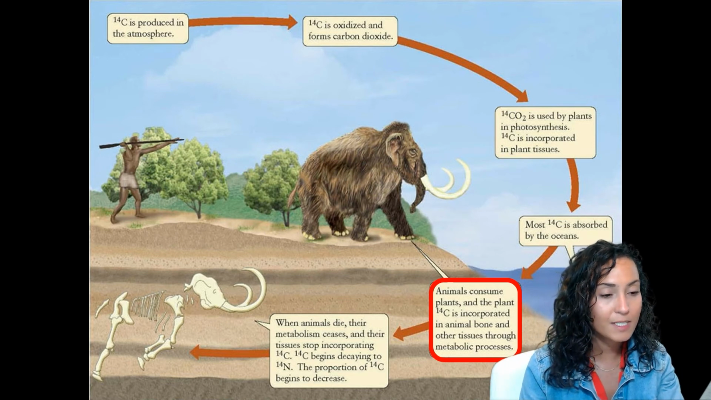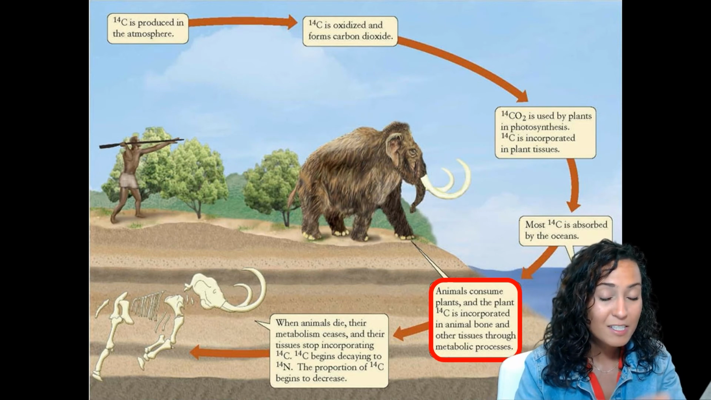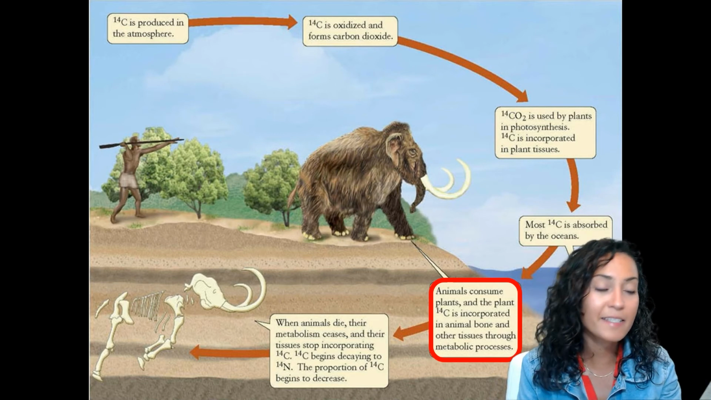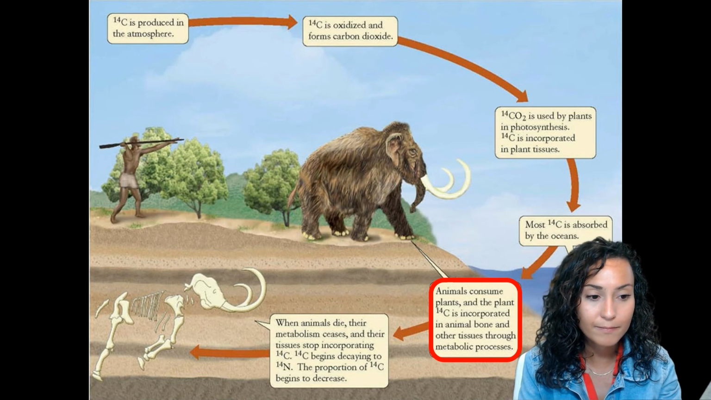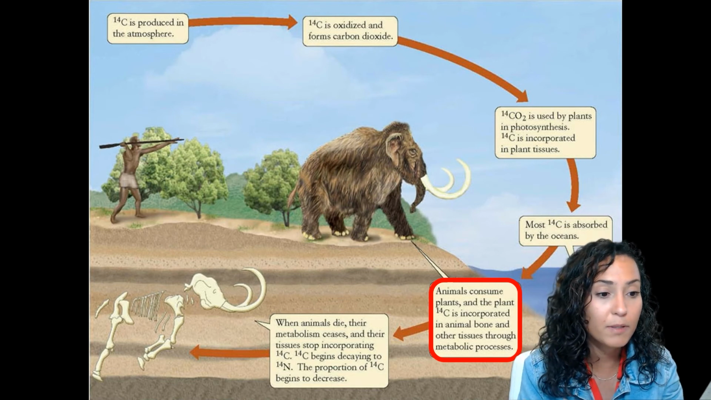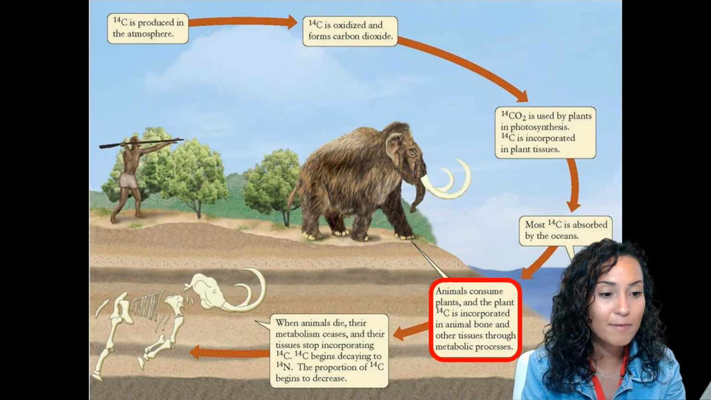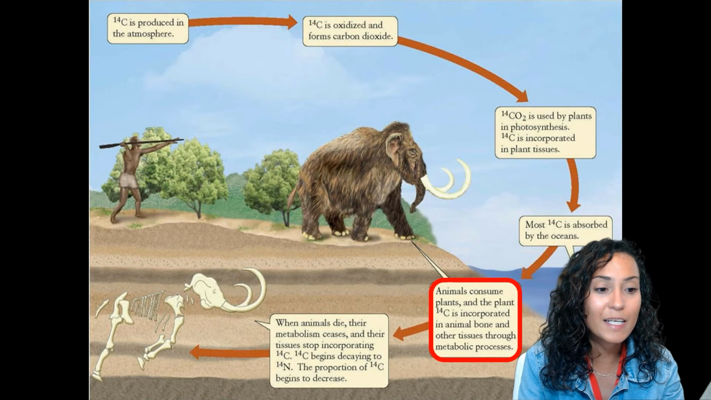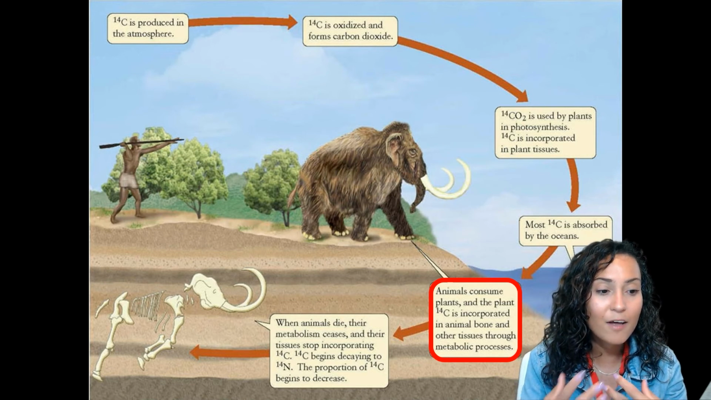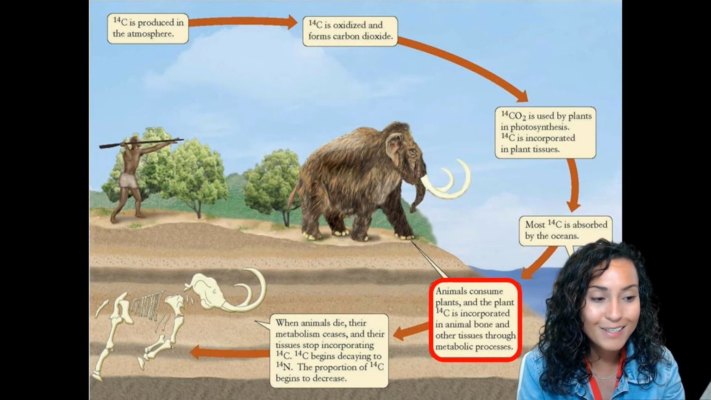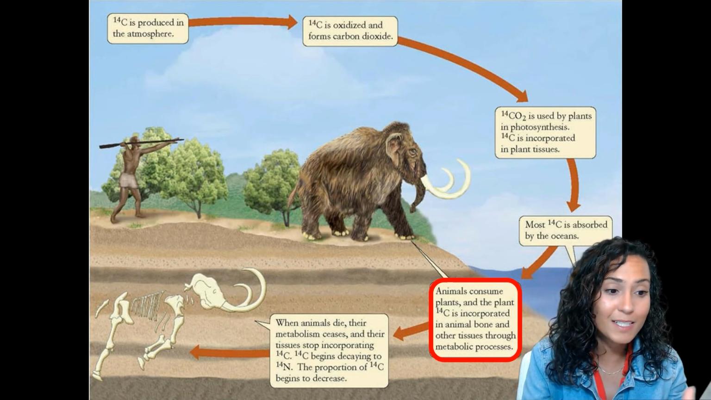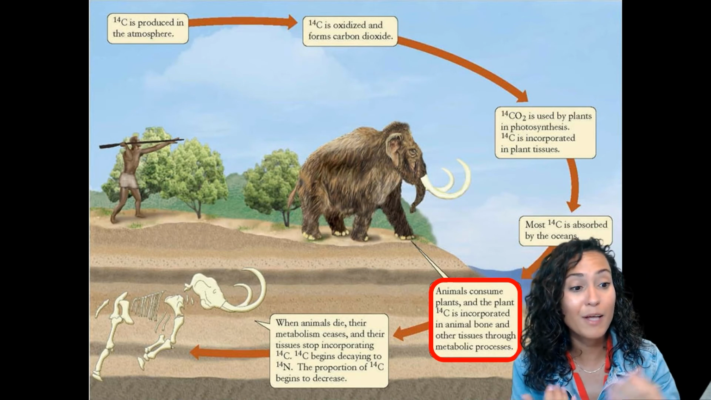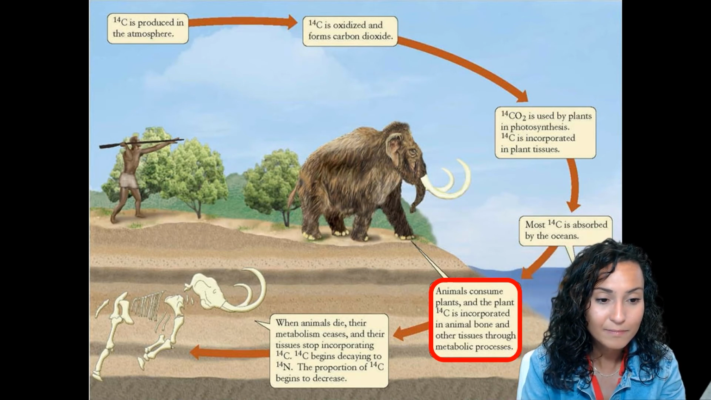Most of carbon-14 is actually absorbed by the oceans, so we always only have a small sample of the amount that actually makes it into the archaeological record. Animals consume plants, and the plants have carbon-14, and those carbon-14 molecules are incorporated into animal bones and other tissues through the metabolic process. The same thing with humans. Humans eat animals who've eaten plants that have carbon-14, and so we metabolize carbon-14 isotopes.